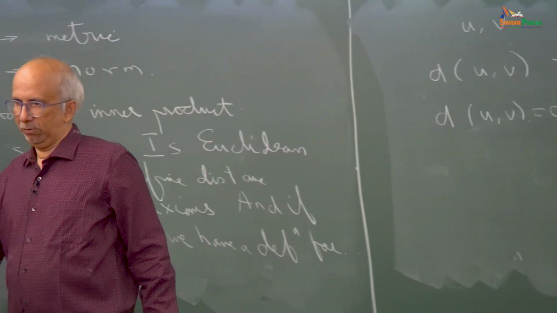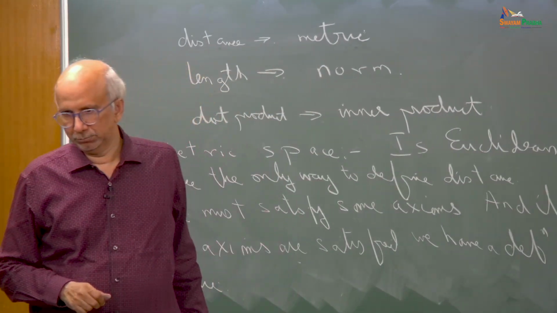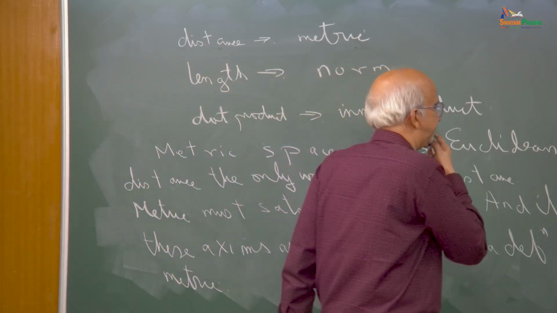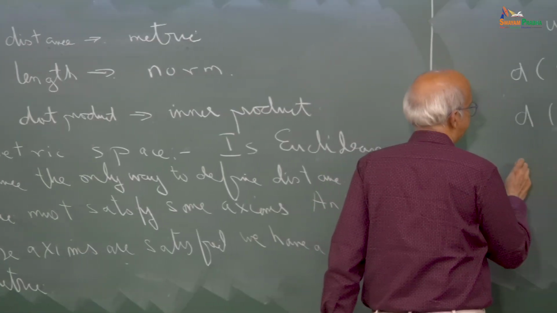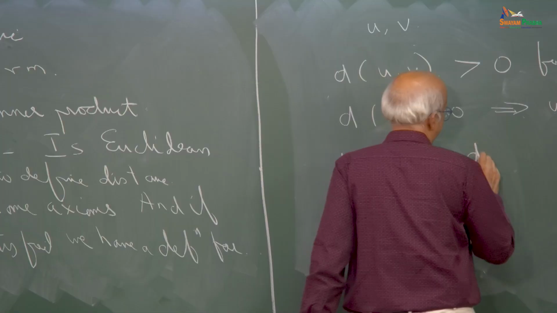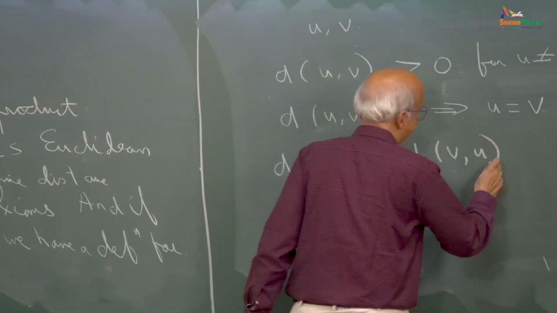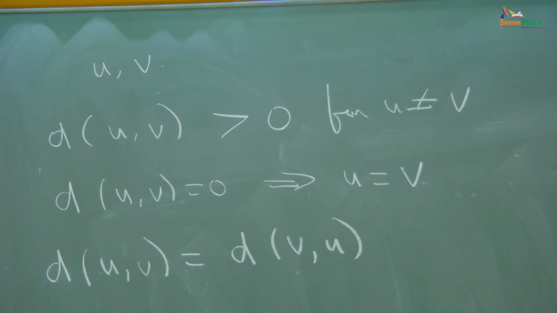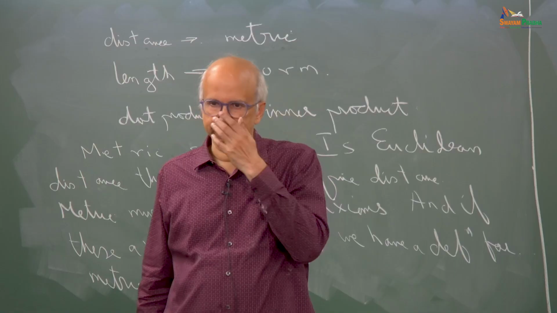Distance of Chennai from Chennai itself will be 0, okay. Other thing is d of u comma v must be equal to d of v comma u, that is what I was talking about. Distance between 2 points A and B is the same as the distance from B to A, okay, that is common sense.